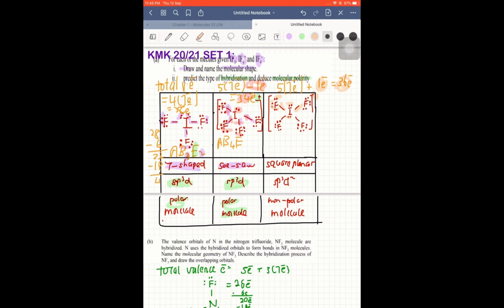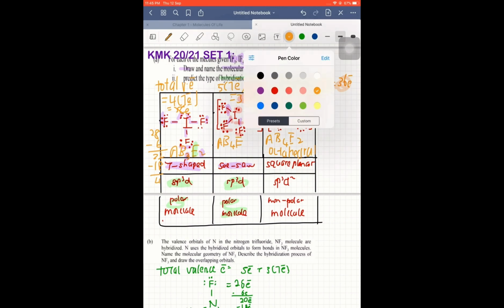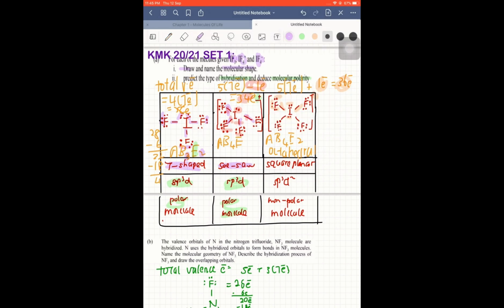So we deduce the shape is AB4E2. This one is different from the previous two because the electron pair arrangement is octahedral, but it has E2, right? So the real molecular geometry is square planar. The hybridization orbital is sp3d2.